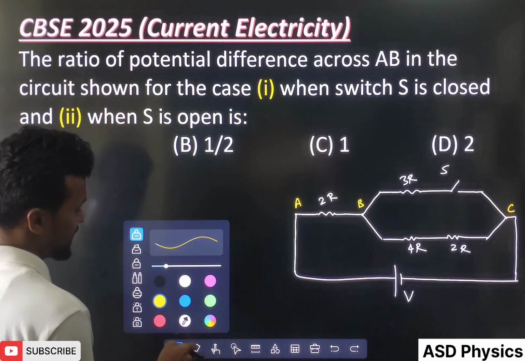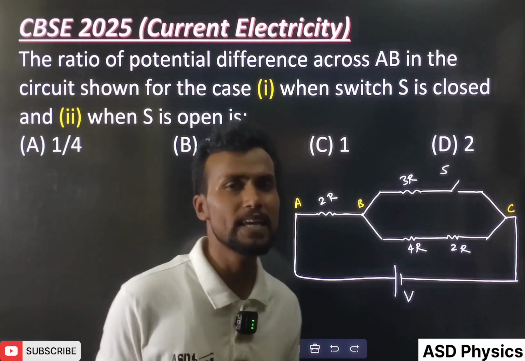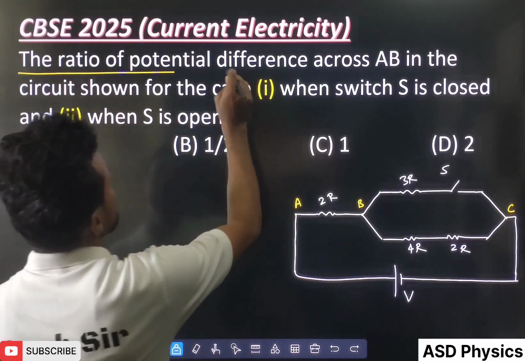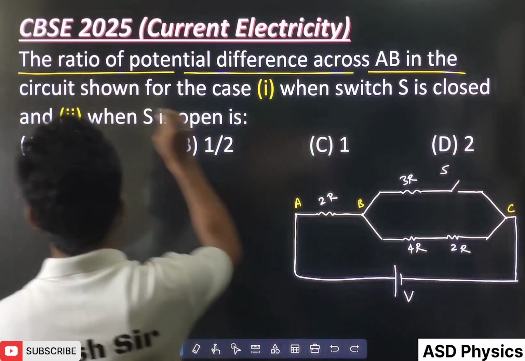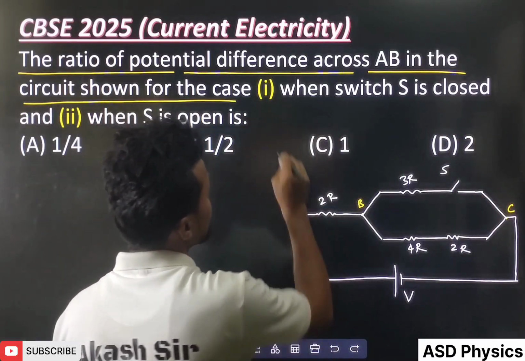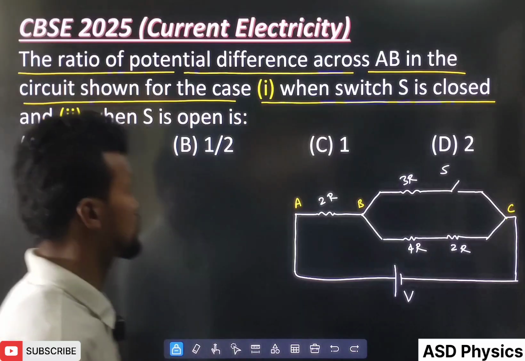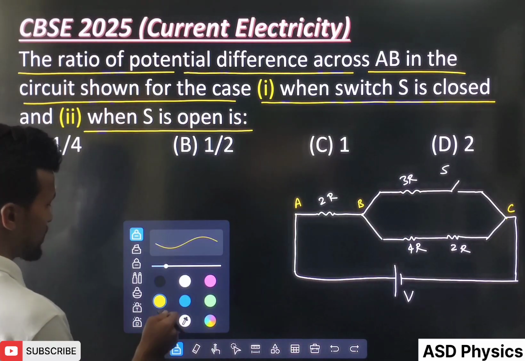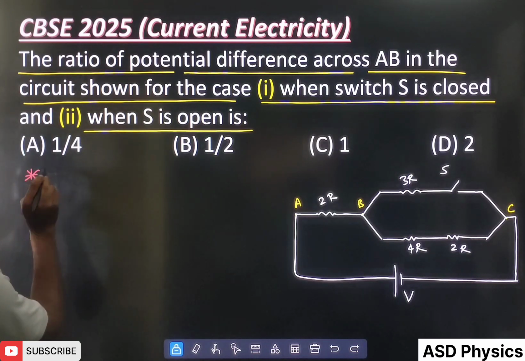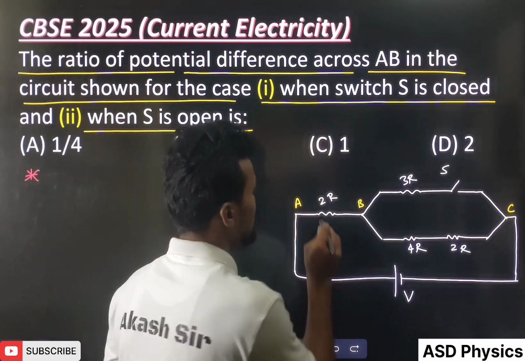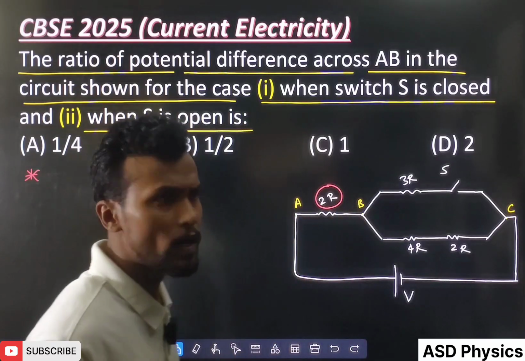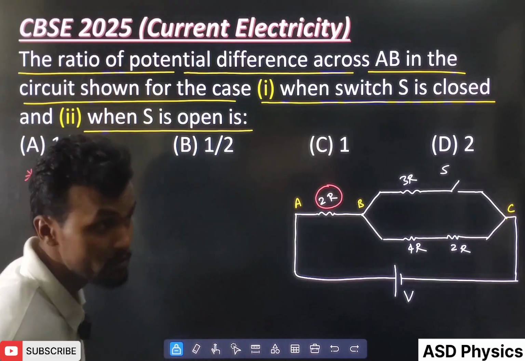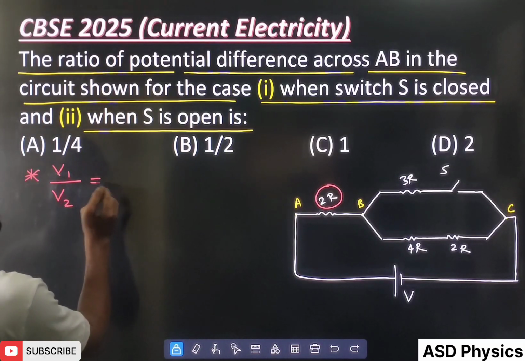And students, remember that I have taken set 1, set 2, set 3, all the MCQ questions of the NCERT part 1. Okay, so see, the ratio of potential difference across AB in the circuit shown for the case, first case when the switch S is closed, and the second case when switch S is open. So students, here switch is there. Remember that they are talking about the potential differences across wire AB. Across wire AB, what is the resistance? 2R. Resistance is fixed. So remember that when the switch is closed, let's take potential difference across AB is V1, and when the switch S is open, let's take V2.